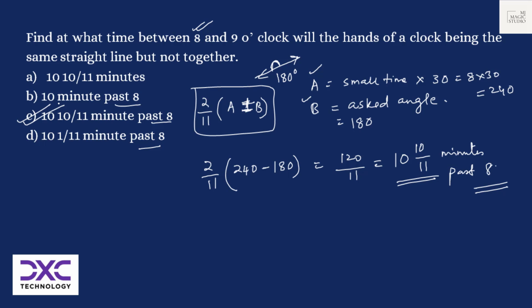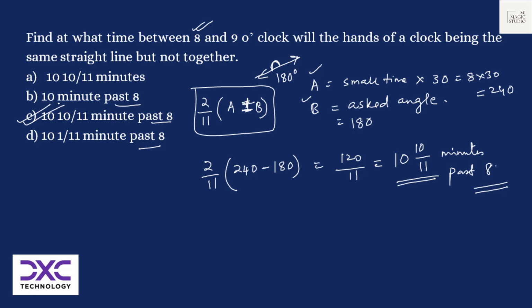In these kinds of questions where two times are given and they have asked at what time the angle between the hands of the clock will be this, that, whatever, theta, use the formula 2 by 11 into A plus minus B. If A is greater than B and you want the time after 8, use the minus sign. Clear? Use the plus sign if it is after.